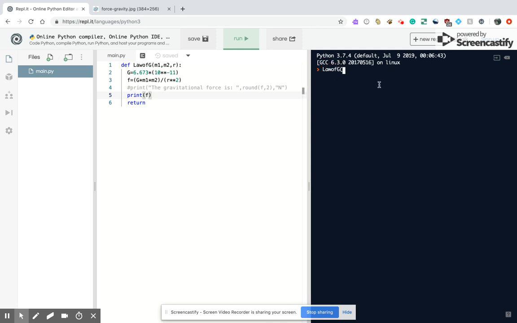So let's go ahead and write our numbers. Try to write them in the same order, because again it's particular about being exact. So our first mass is 200, 300, and then the radius could be 500.